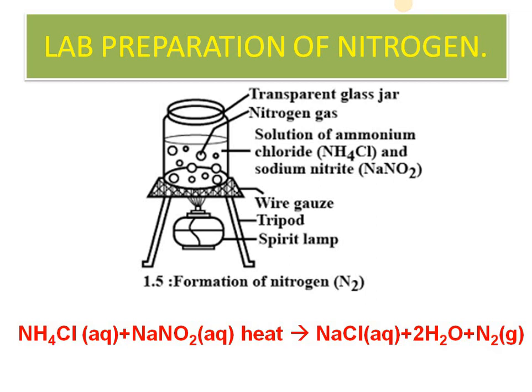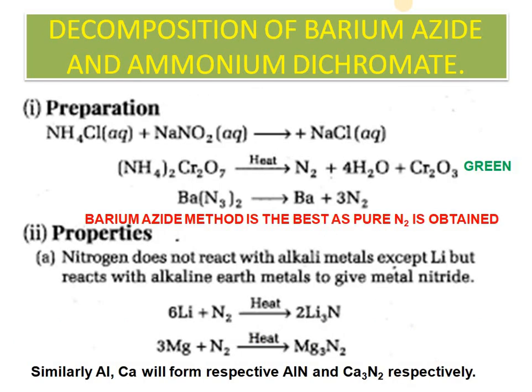Now let us take up the lab preparation of nitrogen. We have discussed this already, ammonium chloride with sodium nitrite. On heating you will get NaCl, water and nitrogen. Along with that we have the decomposition of barium azide, which we have also discussed already. Ammonium dichromate also. Chromic oxide is formed in case of ammonium dichromate, that is green in color, and I have told you already the barium azide method is the best method.